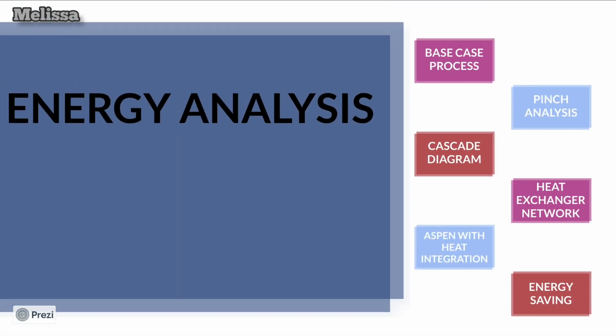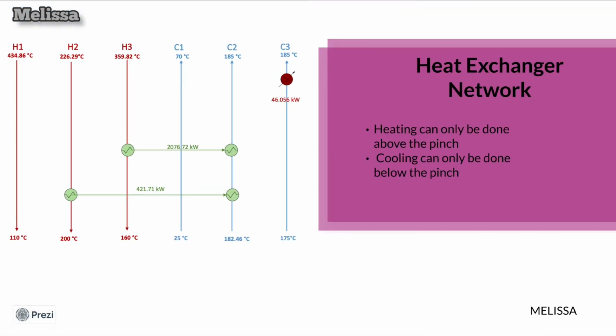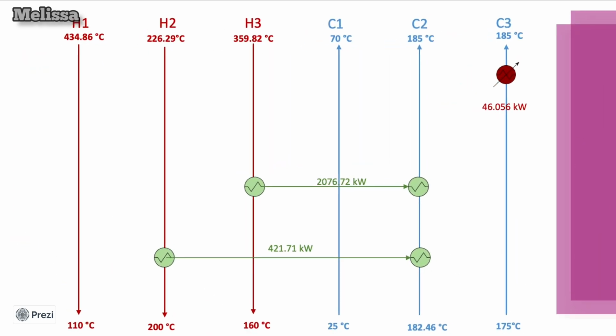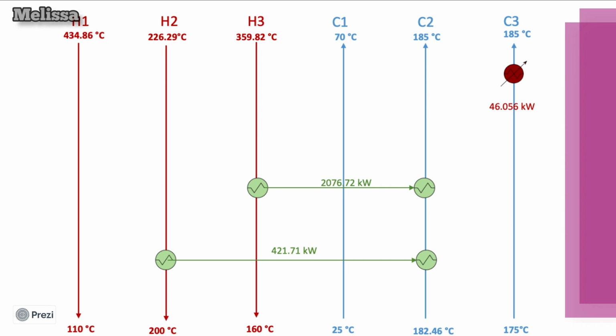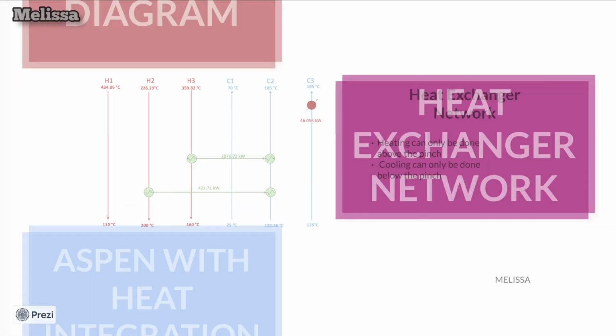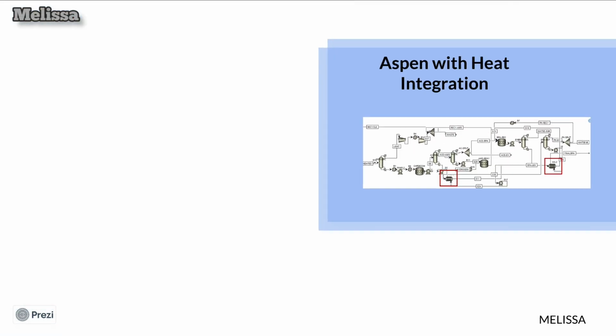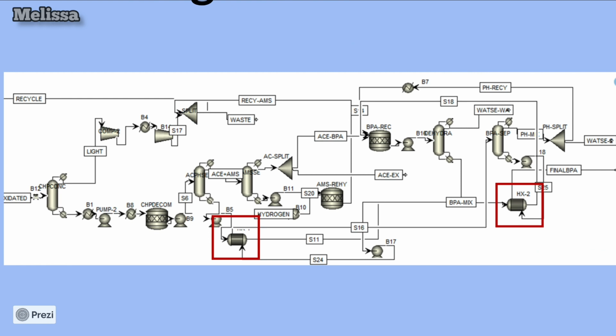We then designed the heat exchanger network, keeping in mind that heating can only be done above the pinch and cooling below the pinch. The diagram tells us that 2 heat exchangers are to be added to the process, and the streams that didn't reach the requirements would need external utilities. So, 2 heat exchangers have been implemented into Aspen by specifying the heat duties, as it was the value we calculated. By using a heat exchanger, energy can be conserved by transferring heat energy from one hot fluid to a cold fluid rather than simply dissipating it.